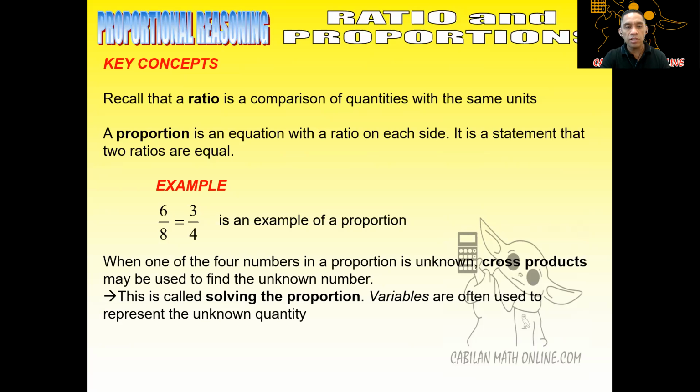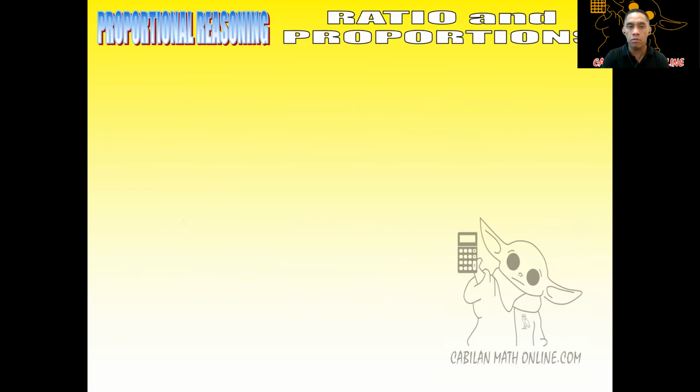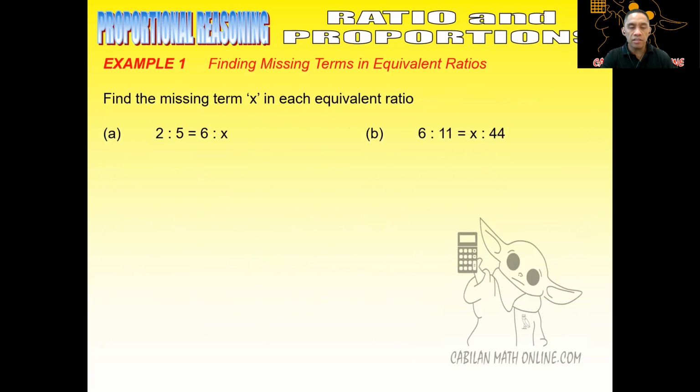And when we're solving for the proportion and for the unknown quantity, we're going to establish what's called a variable, which is a letter which represents the value that we do not know. And we want to learn how to set this up so you can see how cross multiplication works. So it says here, find the missing term x in each equivalent ratio.